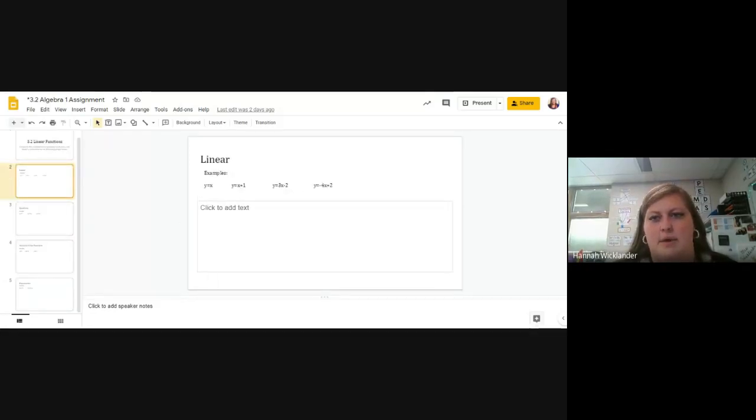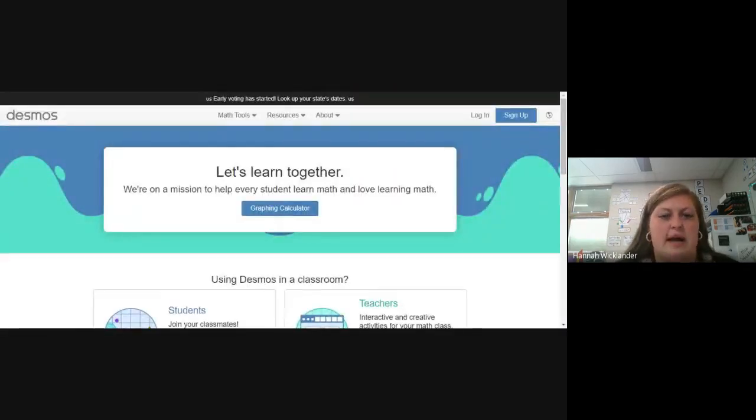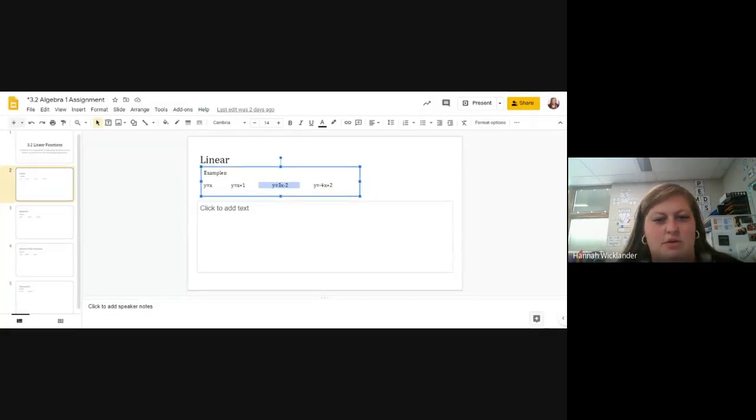So I'm going to open up a new tab and go to desmos.com. And then what you can do, I've made it easy on you guys, is you just come in here and you can pick any of these and copy it. I'm going to do y equals 3x minus 2. So I'm going to copy it.